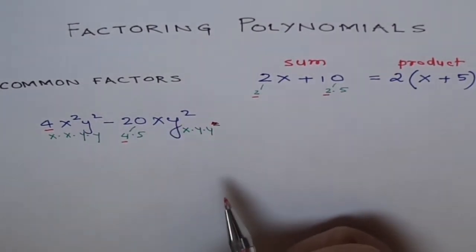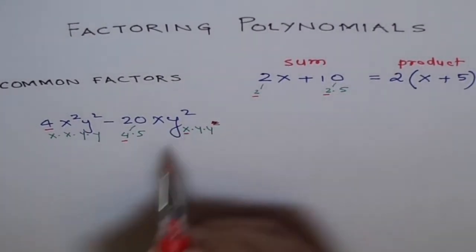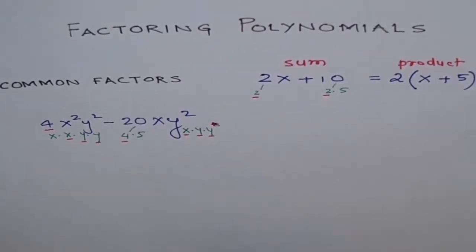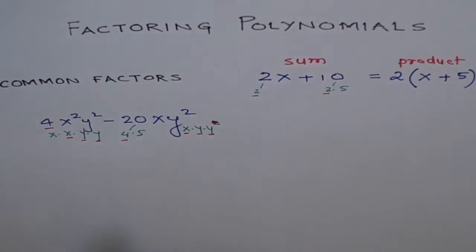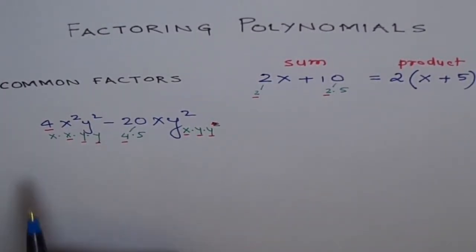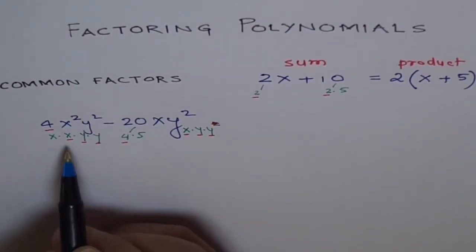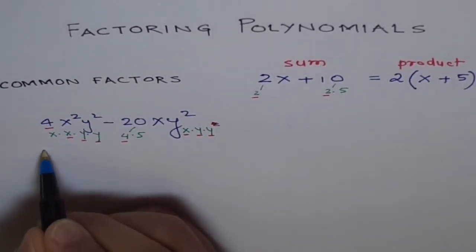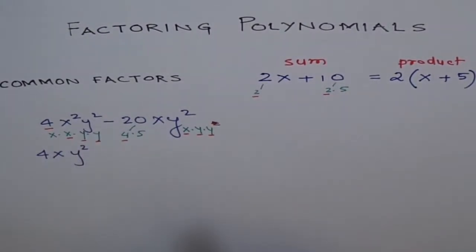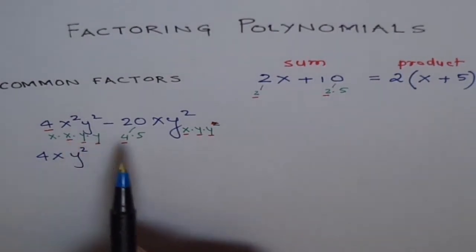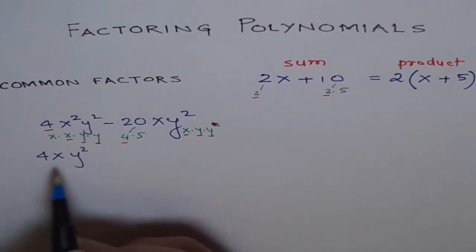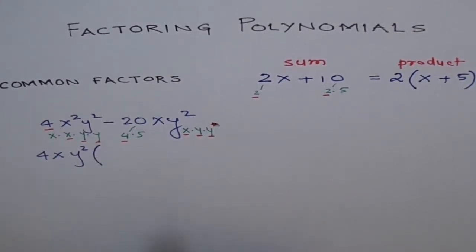y times y gives me y square. So what are commons? X is common, y is common, the second y is also common. So common factoring means whichever factors are common, club them and bring them out. So we can bring out 4xy square. So 4xy square is the common factor between these 2 terms of our binomial, correct? Let's put it out and open the brackets.